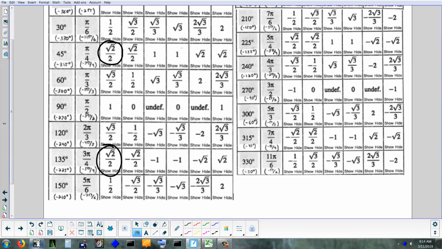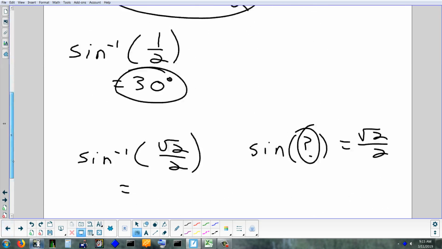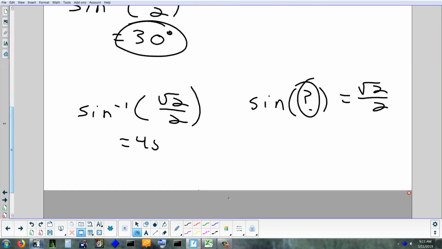Okay, and which one do we go with? 45, because that's the answer that's between -90 and 90. It's not that the other answers are wrong. They are right. But when we're doing this kind of problem, we want to have one answer. And that's the one we go with. 45 degrees. What if they wanted the answer in radians? What would you write? Pi/4. Same thing.